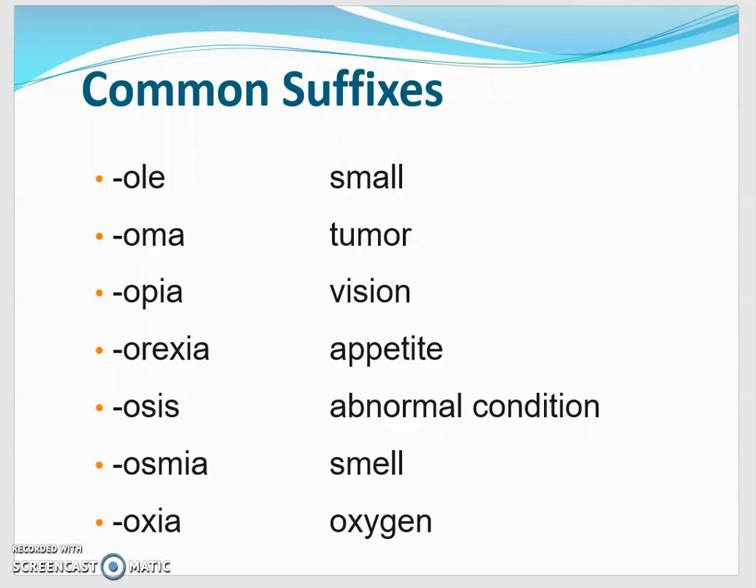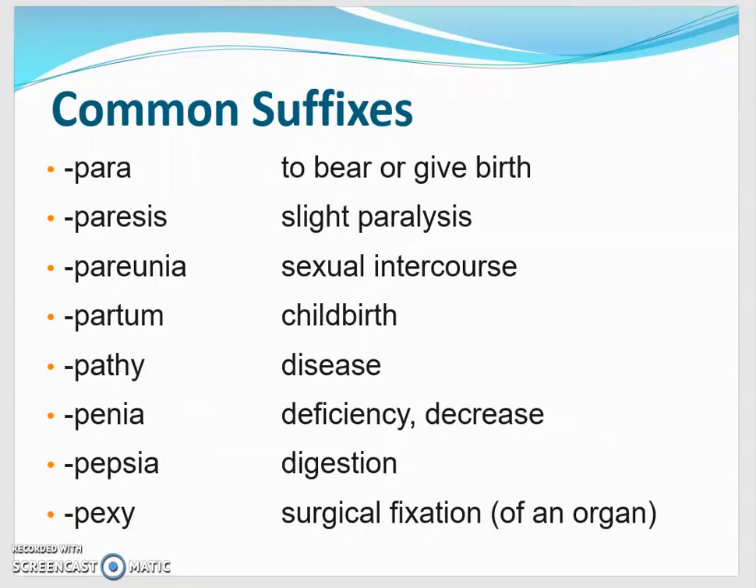Hopefully that translates. Opia is vision. Orexia is appetite, as in anorexia, which technically means without appetite. I know it's a disease state, but it also means without appetite. Osis means abnormal condition. Osmia, you will see once this entire semester, it means smell. And oxia means oxygen. Sort of looks like its definition if you think about it, so maybe that'll help you remember it.